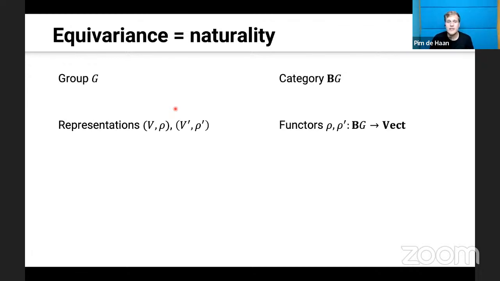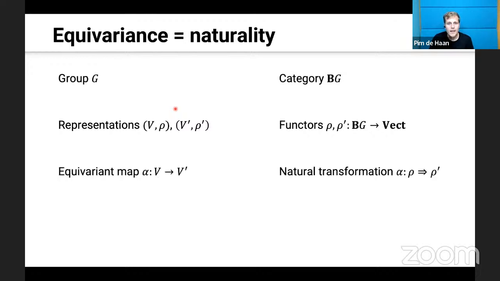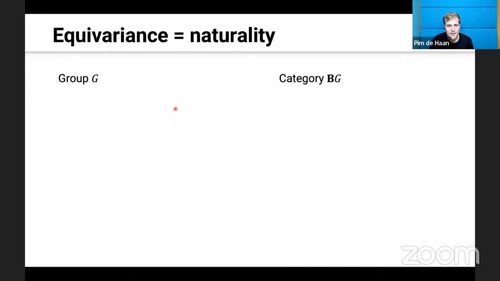Representations of the group, as we've seen, can be thought of as functors from the group category to the category of vector spaces. And then an equivariant map is just the natural transformation between the two functors. And you can see that by just comparing the diagrams.